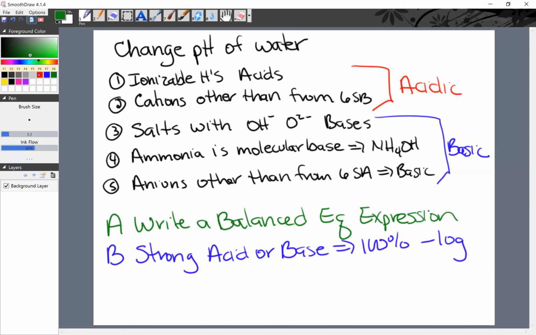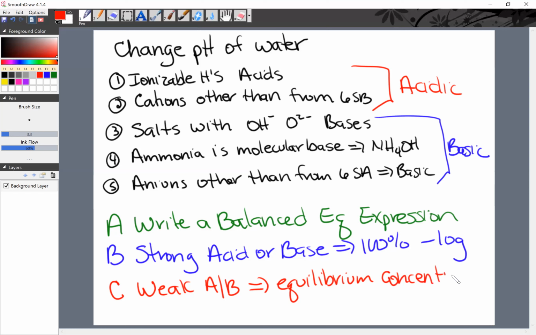But, let me see what color I'm going to use today, C. But if it is a weak acid or base, then you have to do the equilibrium concentrations. All right, and that ties together the weak acid and the weak base chapter.